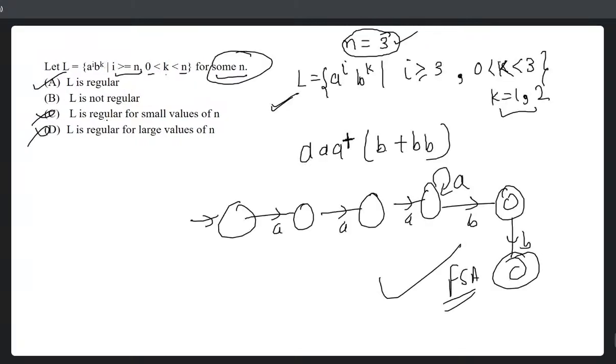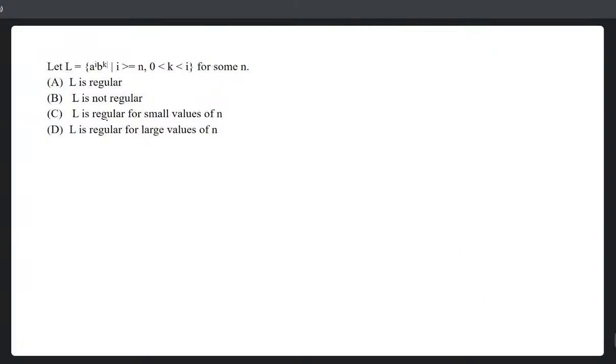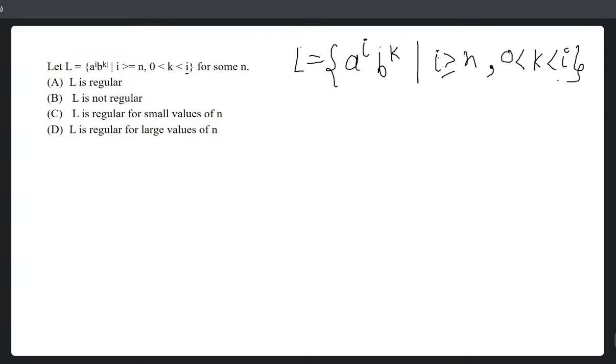Now the same pattern question. Let's understand. It is exactly the same pattern, just with a slight modification: in place of n, we put i. So L equals a raised to i, b raised to k, i is greater than or equal to n, for some n. Again, for some n means on some value of n, is it regular or not? i is greater than or equal to n, and k is greater than 0 and less than i. For some n, just take any value of n and check. Is it regular?